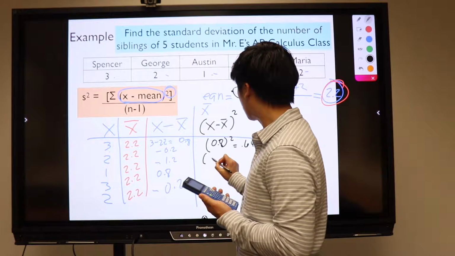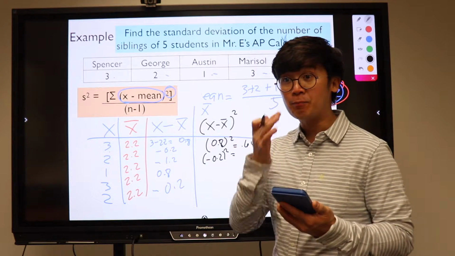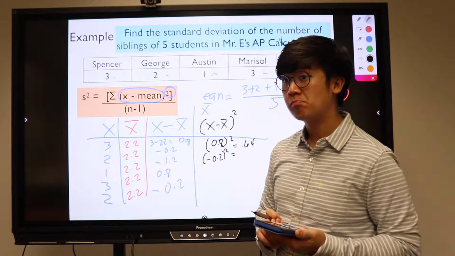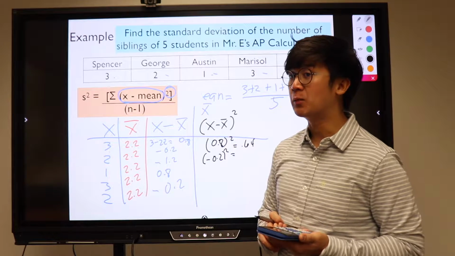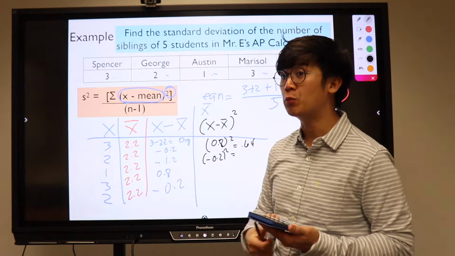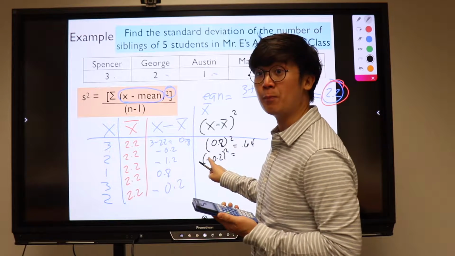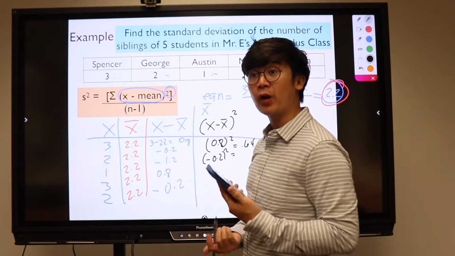So now we're going to square negative 0.2. And what is negative 0.2 squared? Is it going to be a positive answer or a negative answer? It will be a positive answer because every time you square a number, it will become positive because essentially you're multiplying it by itself. And negative 0.2 times negative 0.2 is a positive number. So what is 0.2 squared? 0.04.